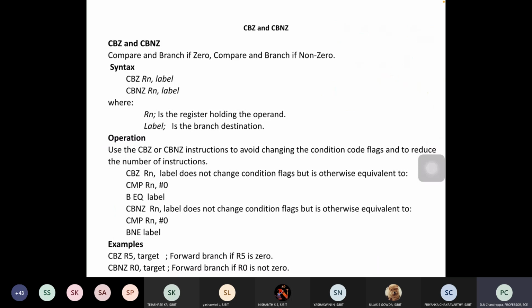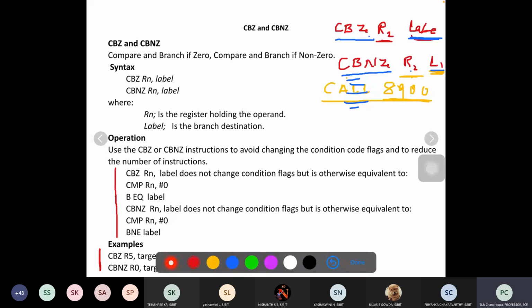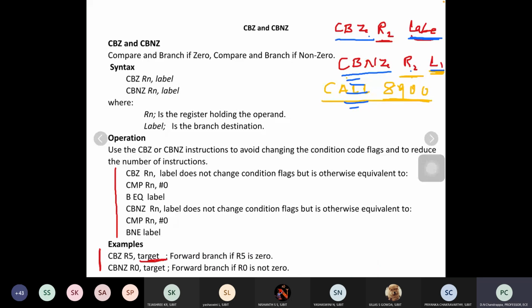CBZ R5, target. If R5 is 0, go to the target. Now the second one: if R0 is not 0, it goes to the target address. The target address means, all of you look into this, this is the target address. So here, compare and branch if R5 equal to 0, goes to this target. Instead of label, I called it a target.